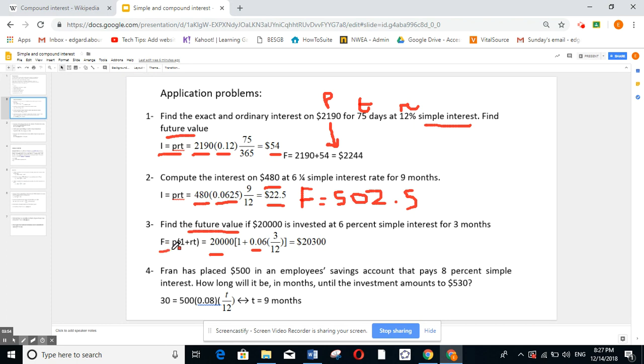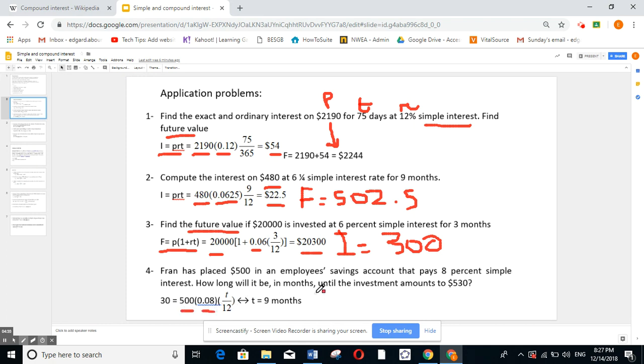Or you can use the formula directly, saying they want the future value. So P is 20,000 times (1 plus the interest per year, 0.06, times 3 over 12 for 3 months). The answer will be 20,300. So what will be the interest gained from the account? It will be $300. If you want to do number 4, Fran has placed $500 in his employee account. You have an 8% simple interest rate.